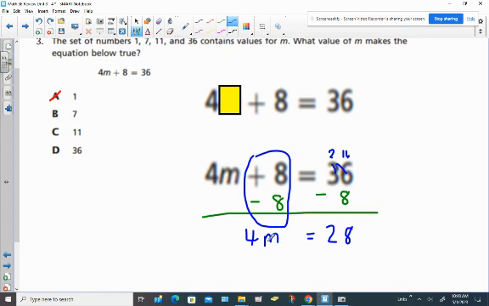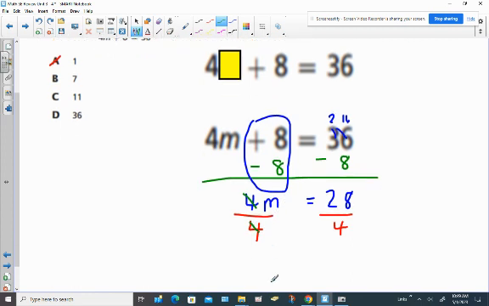What's the opposite of multiply a variable by 4? It would be to divide it by 4. The 4's would cancel out, or they'd equal 1, and 1 times m would equal m. And all you have left to do is just do 28 and divide it by 4, and you'll get one of the choices.